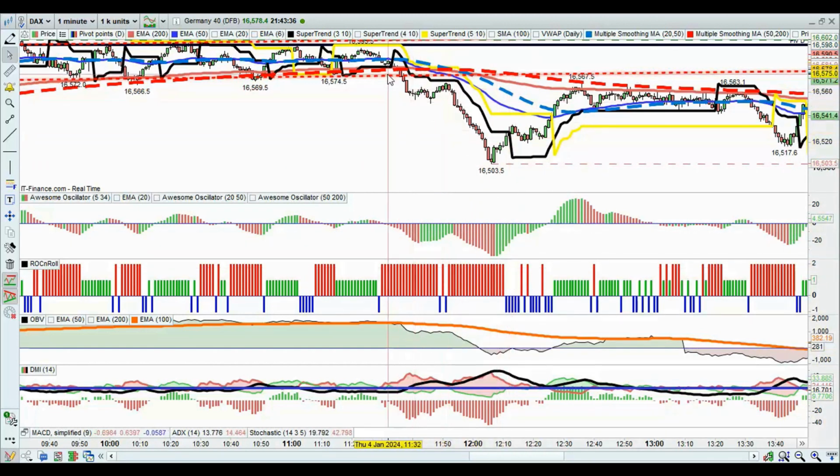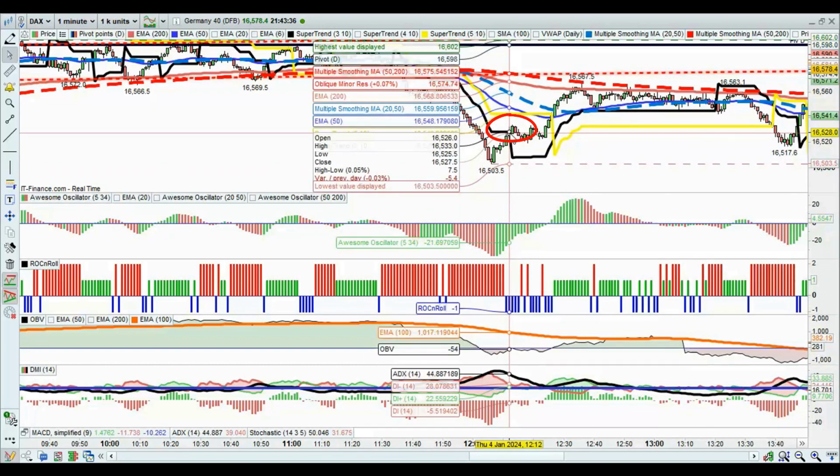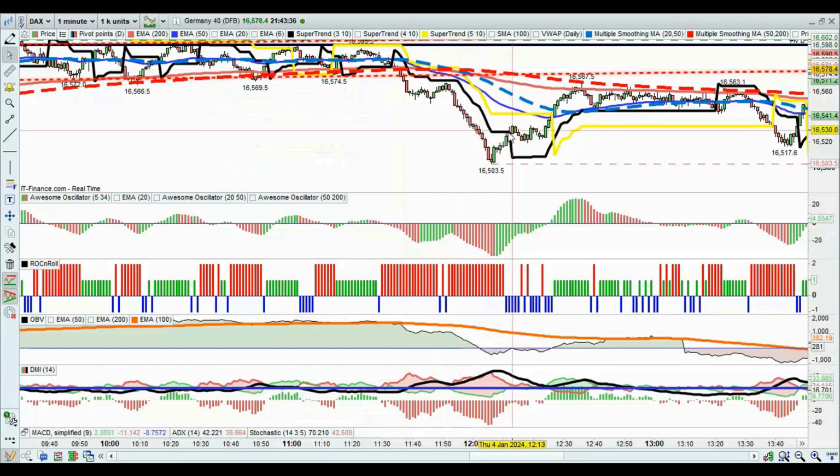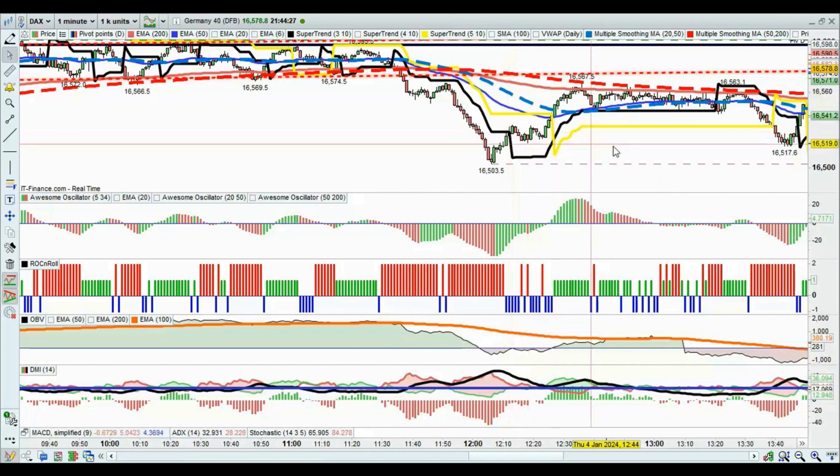So that entry gave you over 70 pips, depending on where you got out. It did drop to 16,503. Where was the exit? It's here. Well, that Supertrend 310 is. So the exit there, 50 pips if you'd taken it and closed the trade there. So whatever your strategy is, how many pips you need to make per day, you could have made 50 there at least, towards your target.